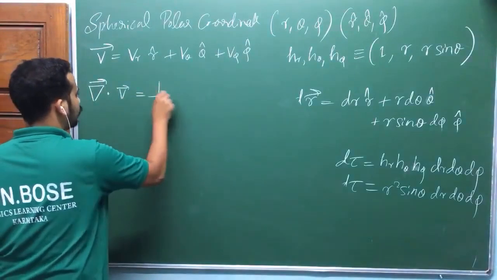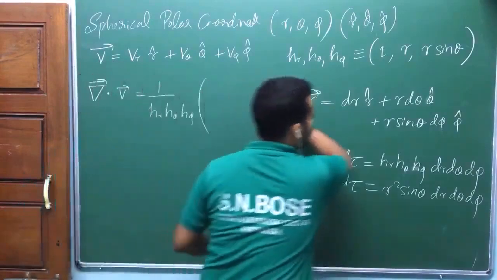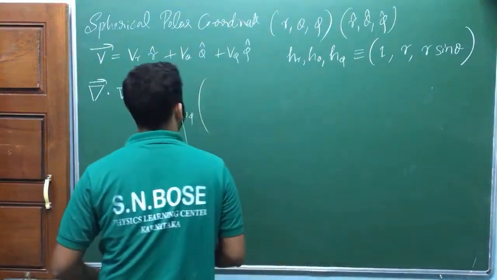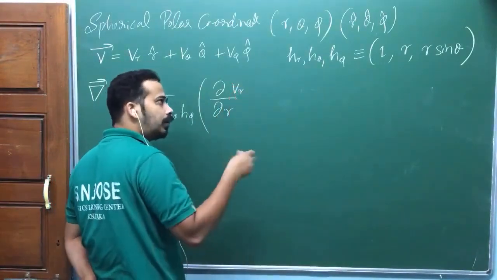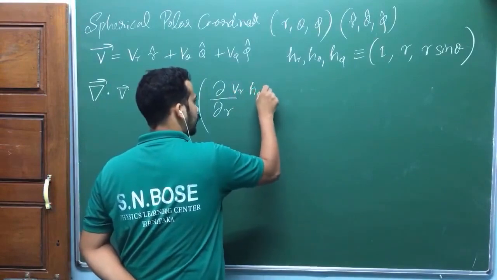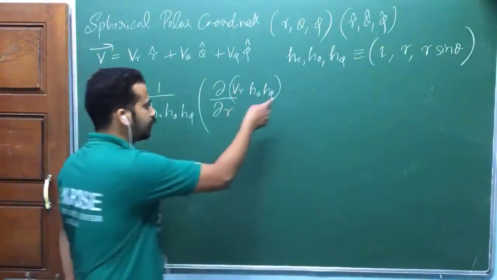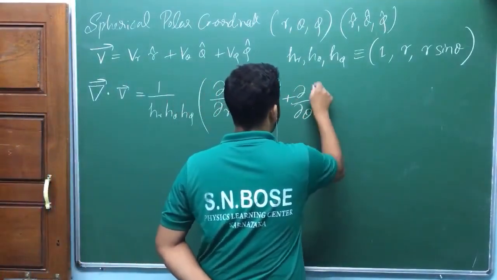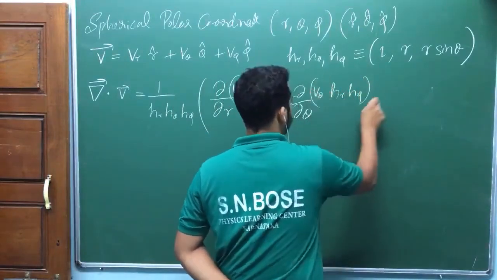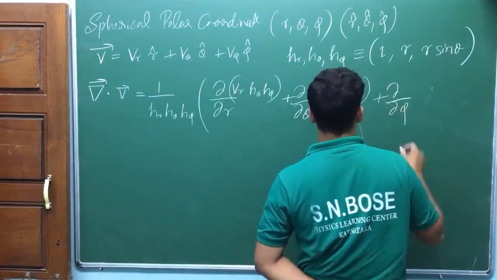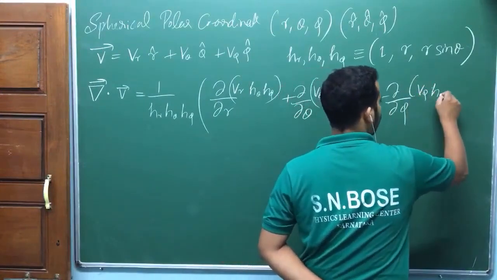Divergence of the vector field is like 1 by HR, H theta, H phi. What expression have I written? Anyone? ∂/∂r, V r, other two H theta, H phi. H1 H2 H3 like that. Okay. ∂/∂theta, V theta, H r, H phi. ∂/∂phi, V phi, H theta.